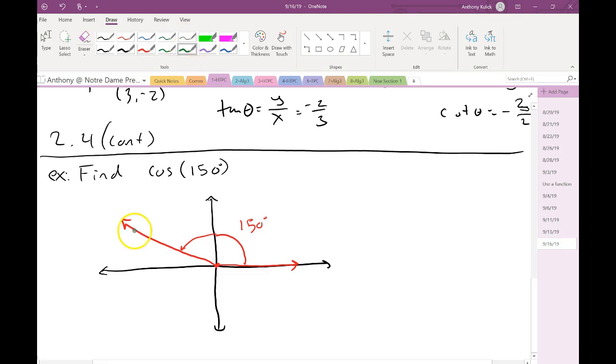I'm going to drop a vertical down to the x-axis. I always draw my vertical back down to the x-axis to make my right triangle. Now this right triangle is a special right triangle. What is this angle here? 30 degrees, because 150 plus 30 more should give me 180, which is a straight line. Everybody agree with that?